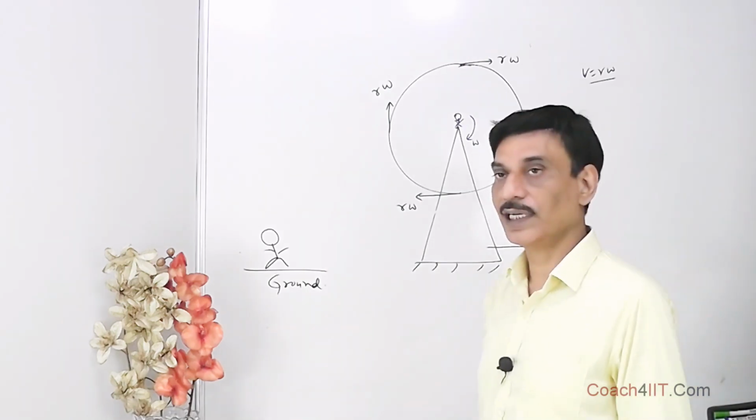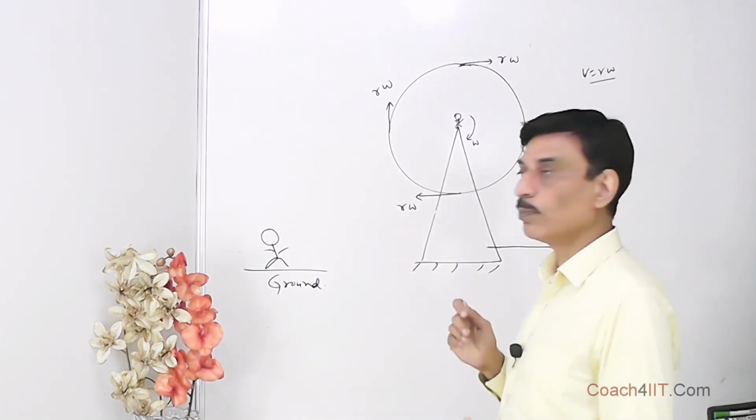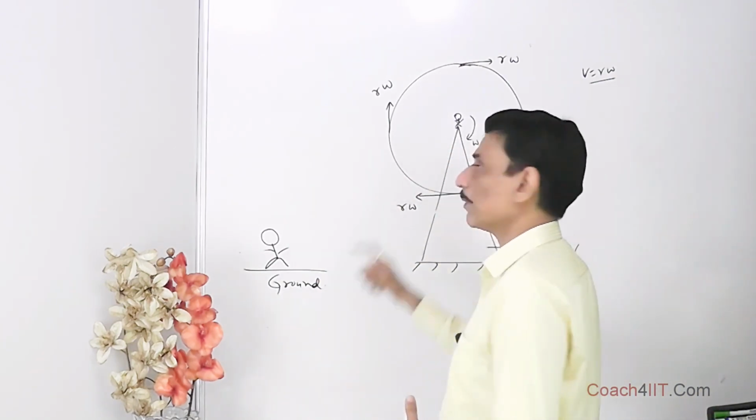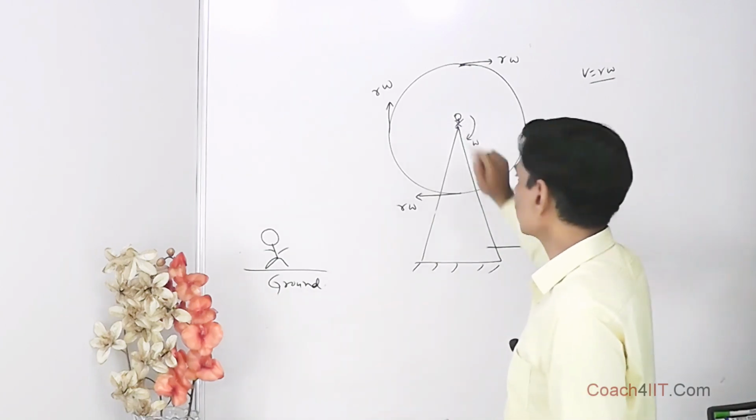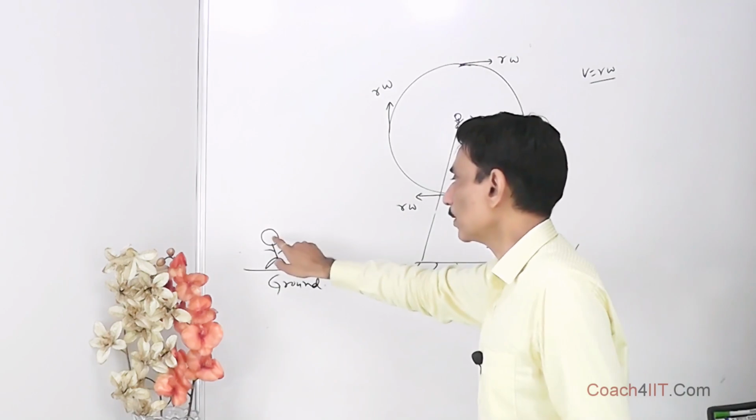Now what happens if this mount also starts moving in this direction with velocity v. Now we are interested in finding what are the velocities which are going to be observed by these two persons separately. That is, what velocities will this person see of these points, and what are the velocities of these points with respect to the person on the ground.